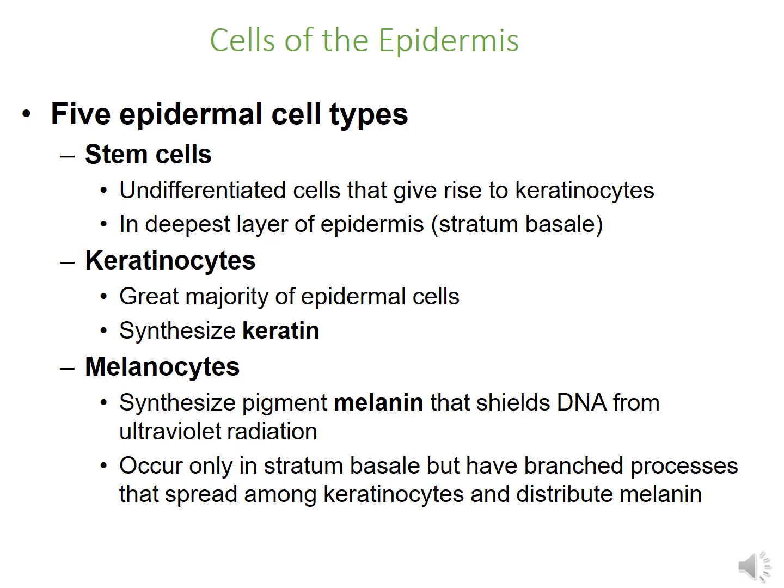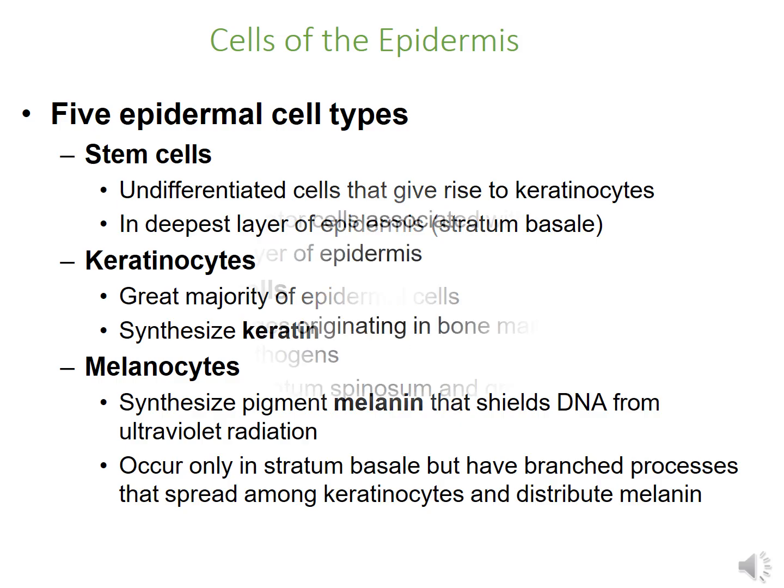Cells of the epidermis. There are five epidermal cell types. Stem cells are undifferentiated cells that give rise to keratinocytes in the deepest layer of the epidermis, the stratum basale. Keratinocytes are the great majority of epidermal cells and synthesize keratin. Melanocytes synthesize the pigment melanin, which shields DNA from ultraviolet radiation. They occur only in the stratum basale, but have branched processes that spread among keratinocytes and distribute melanin.